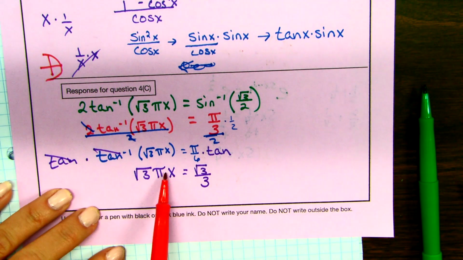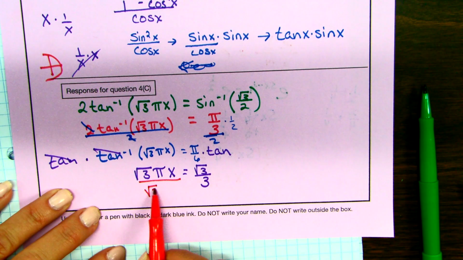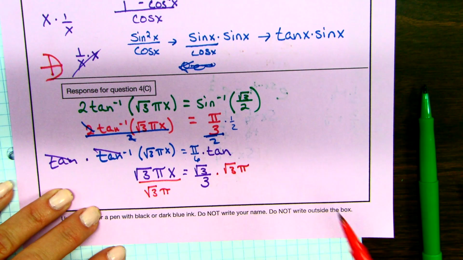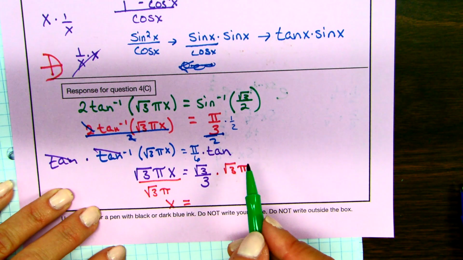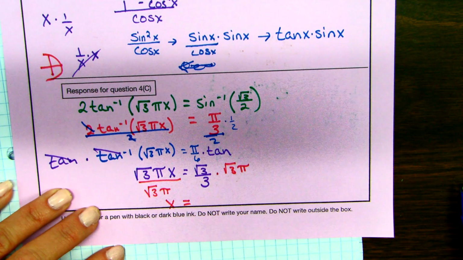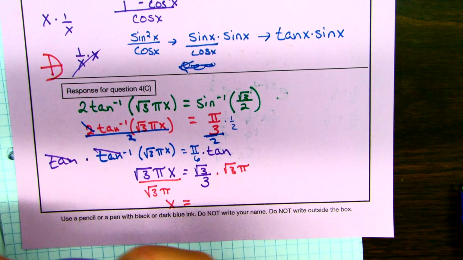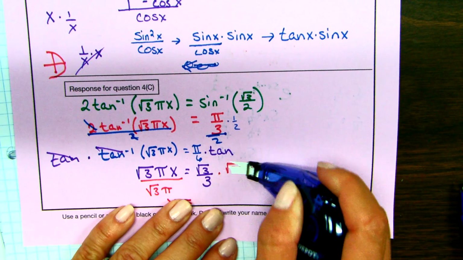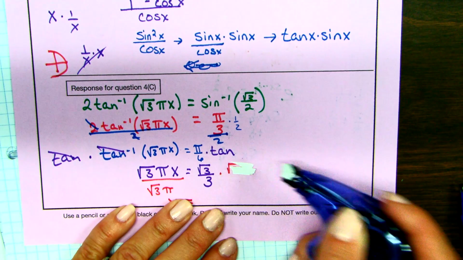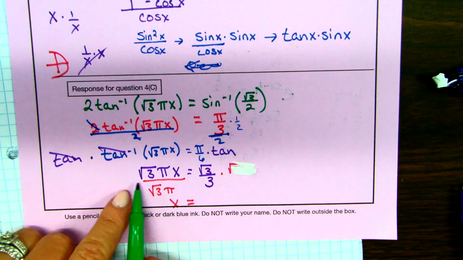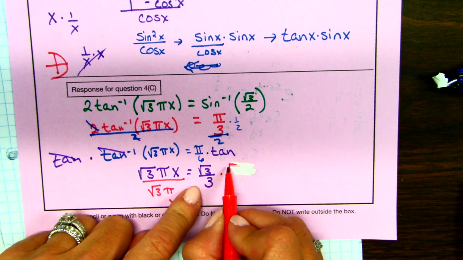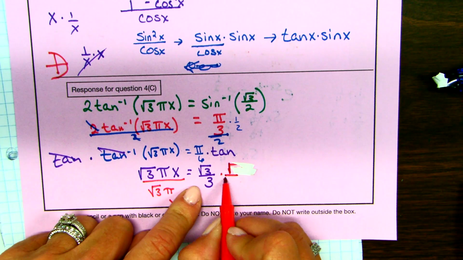And then last step, we're there. We have to get x by itself, so we'll divide both sides by the square root of 3 pi. And x equals, oops, no, sorry, let me fix this side. So we're dividing by the square root of 3 pi, which is the same as multiplying by the reciprocal.